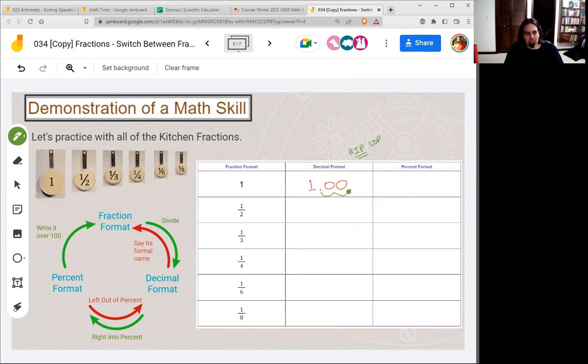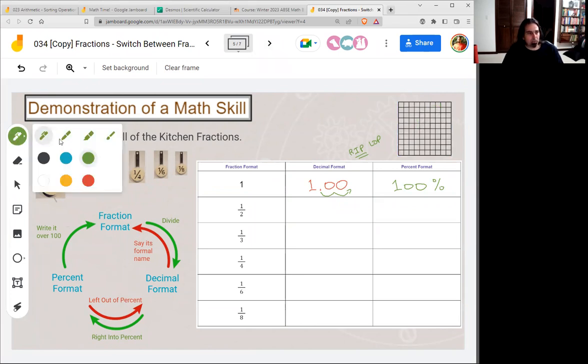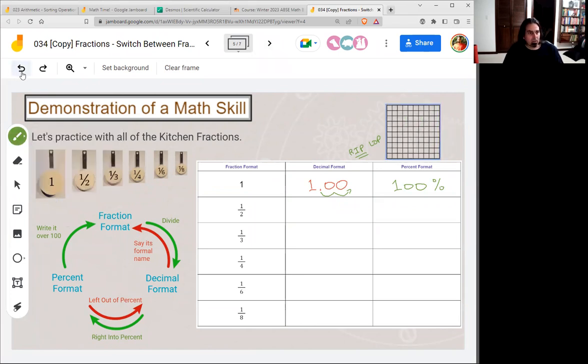2 scoots to the right is going to make this number look not like 1, but 100. So 100% would be that whole grid, that whole hundreds frame filled in. Let me pause for a moment. So it would be how much of the whole is filled in? 100%, all 100 pieces are filled in.